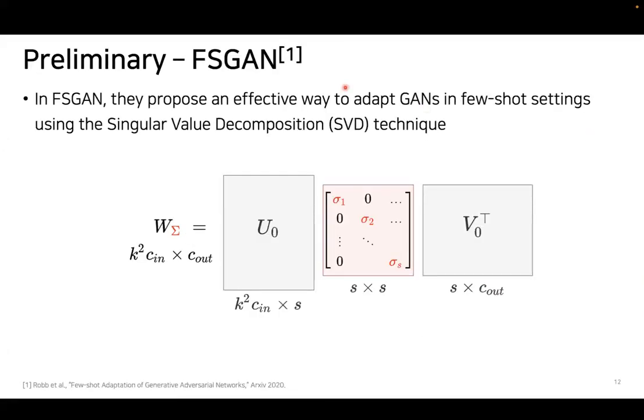Another related work is FSGAN. FSGAN is actually few-shot adaptation for generative adversarial networks. They propose an effective way to adapt GANs in few-shot settings using the SVD technique. Given the weight matrix, they compute the singular value decomposition, and it becomes like this. They only fine-tune the singular values, not the other matrices. That is their technique.